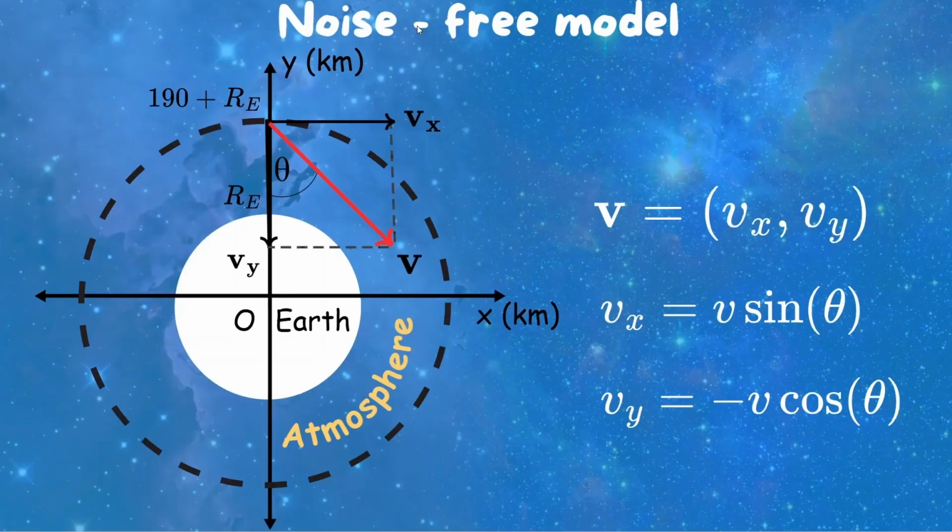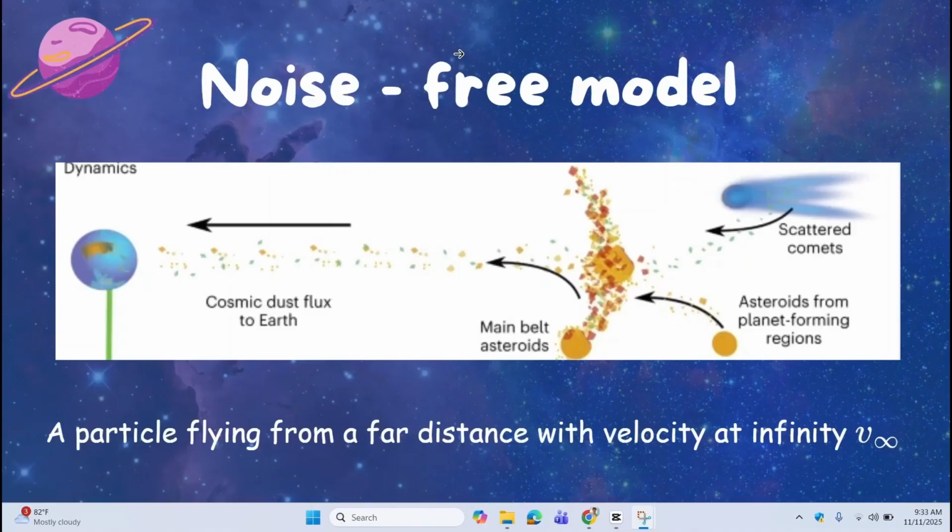Our noise-free model is built on a 2D coordinate system. In the Oxy coordinate system, it is assumed that the dust particle begins atmospheric entry at coordinate (0, Earth radius plus 190), and is flying diagonally to the right, in the positive x direction at an angle theta, so Vx equals V sin theta, Vy equals minus V cosine theta. The minus sign in front of the cosine term for Vy indicates the particle is flying downwards in the negative y direction. So, how fast is the particle moving when it hits the atmosphere?